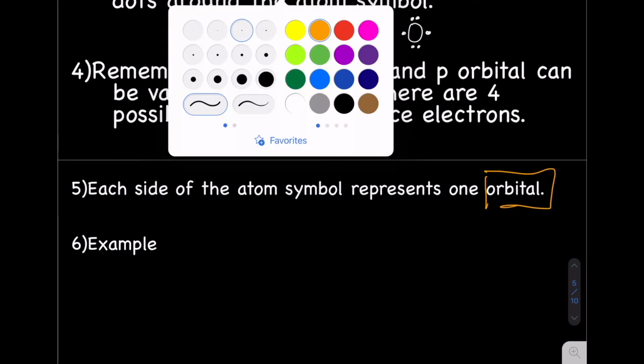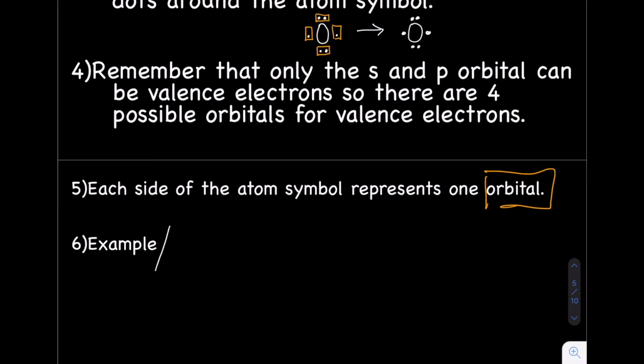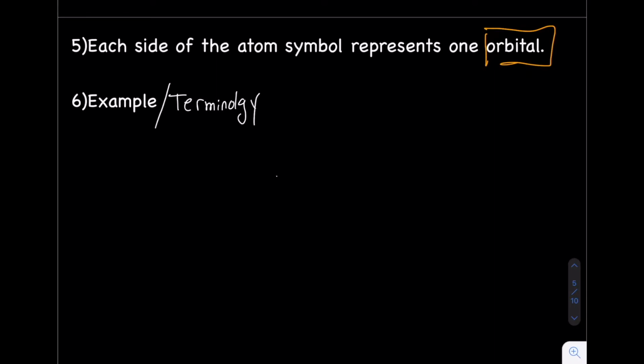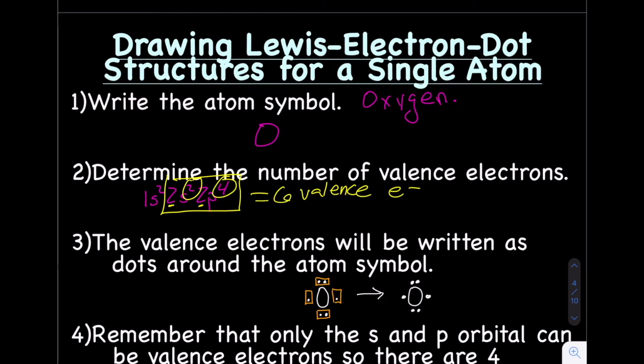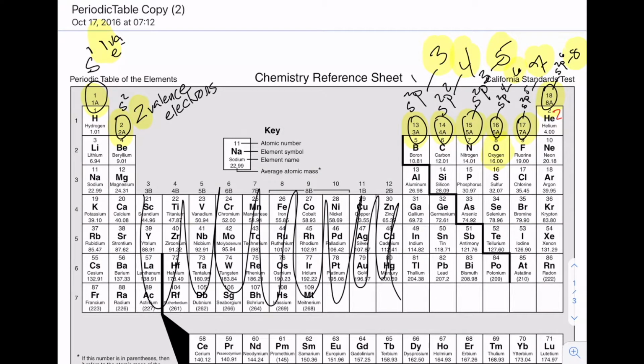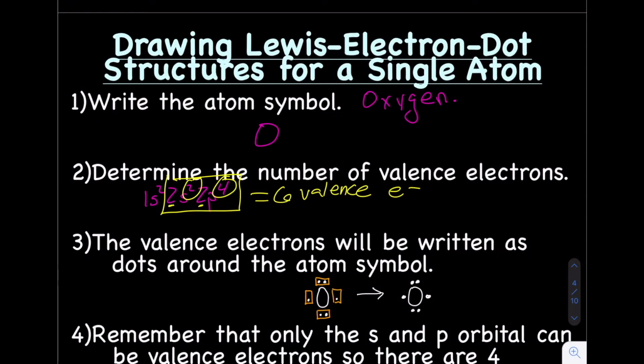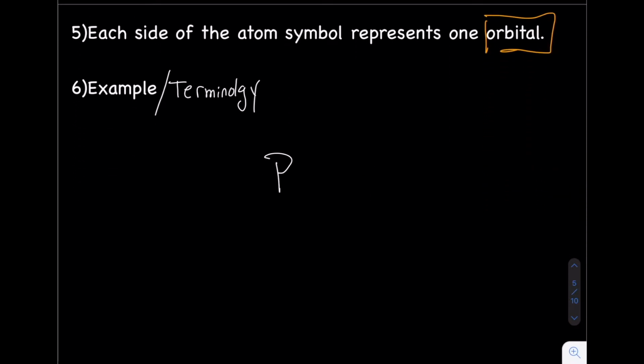Okay, so I want to go through one more example really quickly and give you a little bit of terminology, which we'll come back to in a little bit. It'd be awesome if I could spell. Okay, so an example with some terminology. Let's try phosphorus. I've already drawn the atom symbol. The next step, step 2, is to determine the number of valence electrons. So let's find the location of phosphorus. Phosphorus is right here in group 5, which means it has 5 valence electrons.